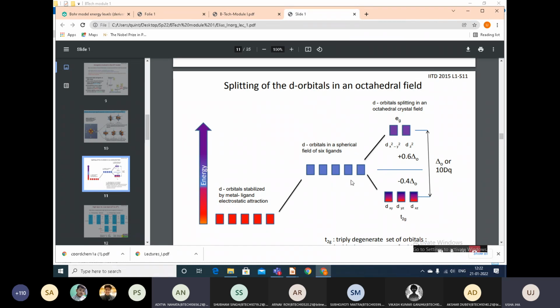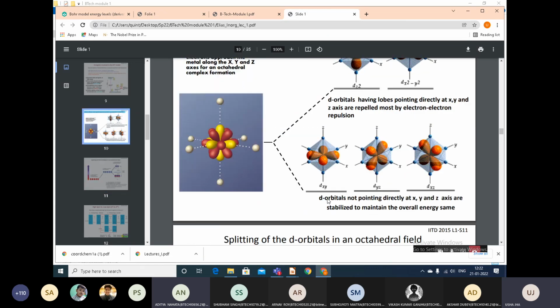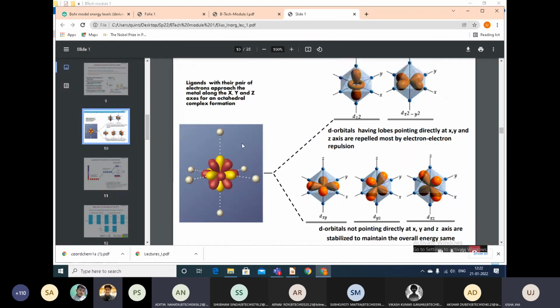We are still in the state of degeneracy, but what is going to happen? Suppose the 6 ligands are coming in an octahedral field, so an octahedral complex is being formed. The spatial arrangement is an octahedron, and an octahedron would look like this. This is the octahedral structure.